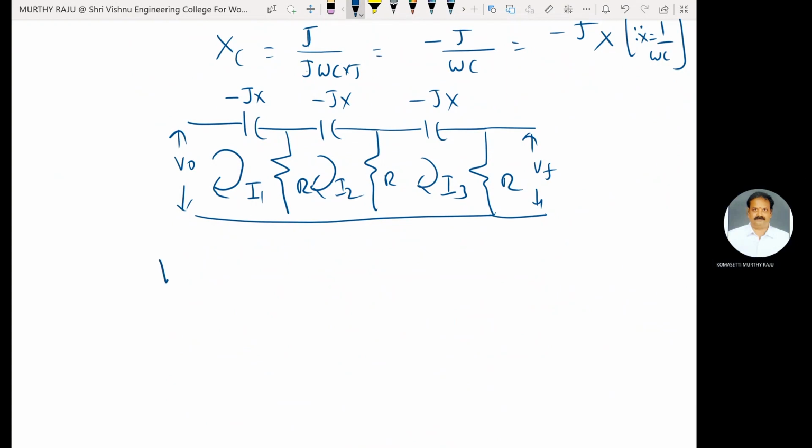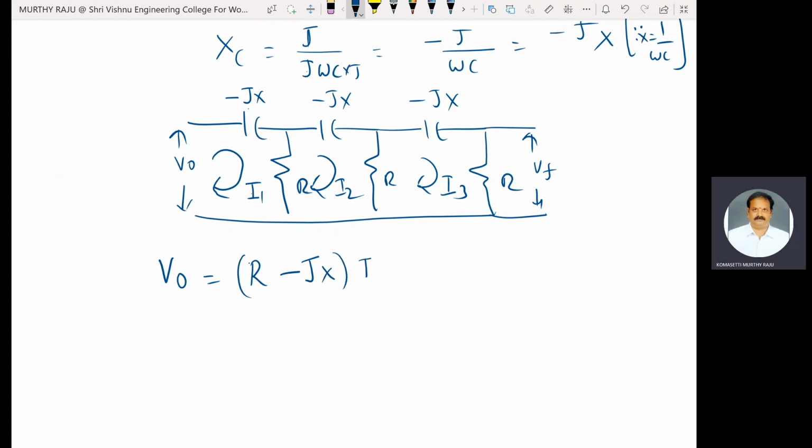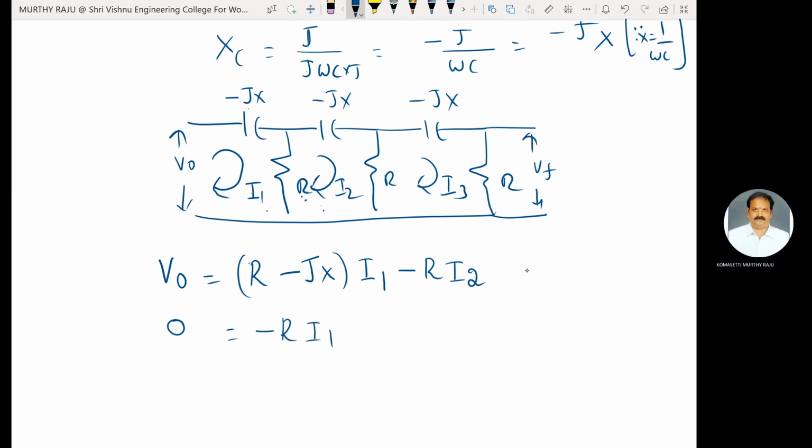Consider the first loop. V naught is equal to the sum of the two elements present in the first loop, R and minus jX, multiplied by the loop current I1: (R minus jX) into I1. This R is common to the first loop as well as the second loop, that is the reason for minus R into I2. I3 is not involved here. Apply mesh analysis to the second loop: 0 is equal to minus R into I1, since R is common to the second and first loops. This is equation number 1.